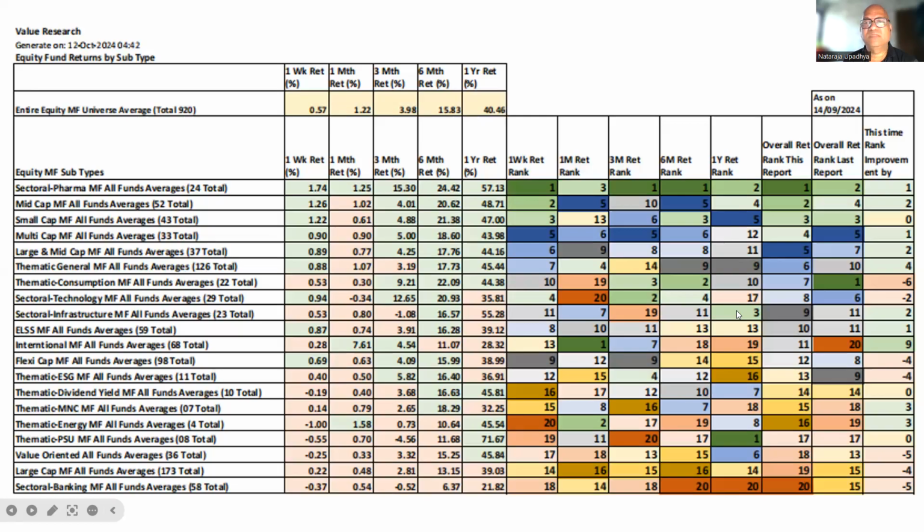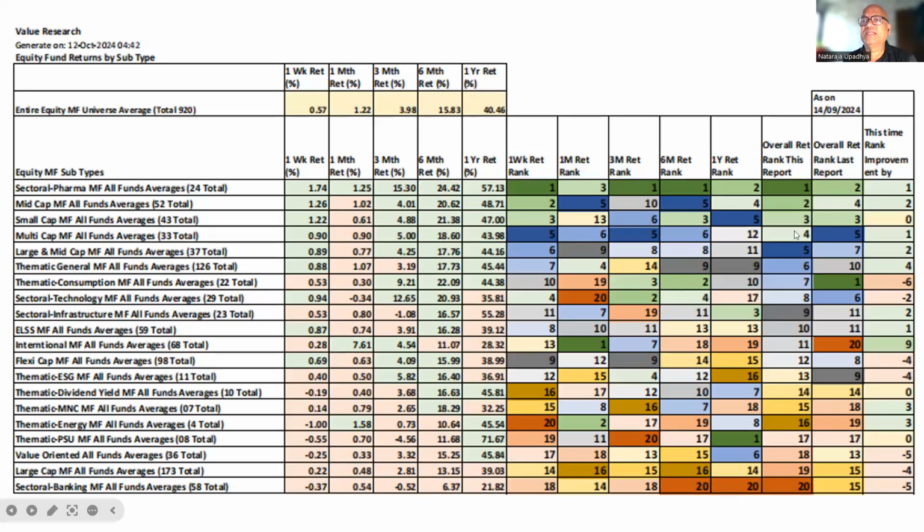Third position is infrastructure funds. Again, they became worse, 19th position 3 months back, then improved on the monthly basis, again slipping a bit on the weekly basis. So there is a yo-yo effect here. Fourth position went to mid-cap funds, which became second now. Fifth position went to small cap funds, which are now in the third position. So this is how the leadership of funds is.